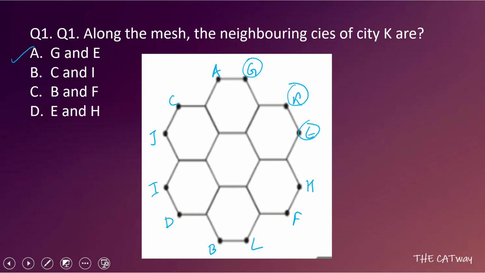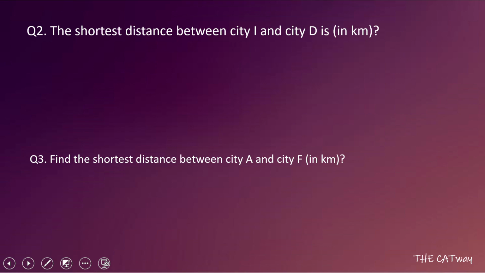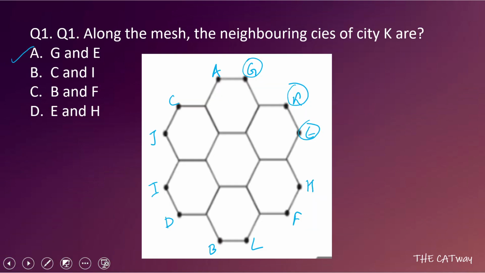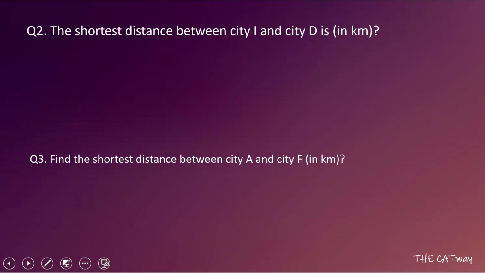Okay, let's move to the next question. The shortest distance between city I and city D is, so let's see where city D and city I are. This distance is x, and we know x is equal to 6. So our answer would be 6.